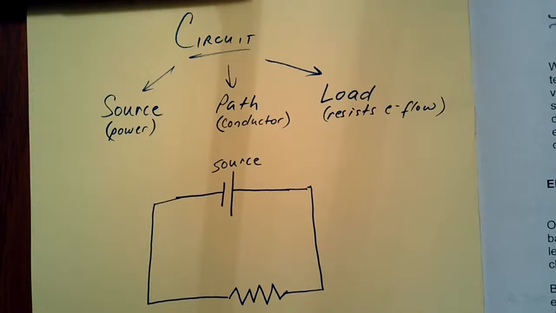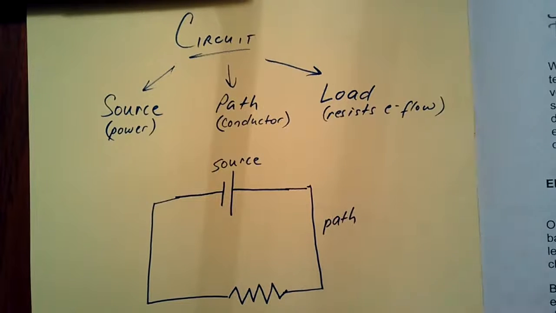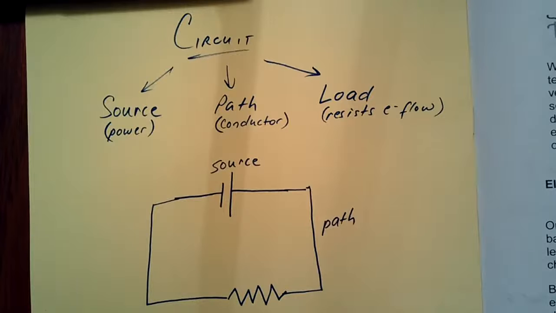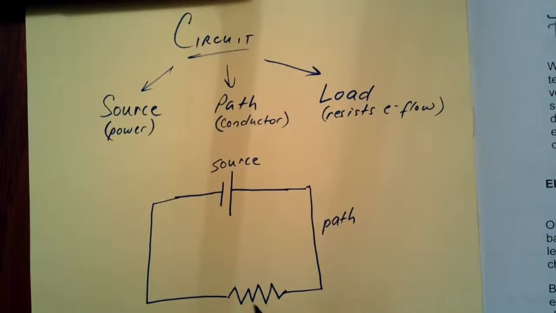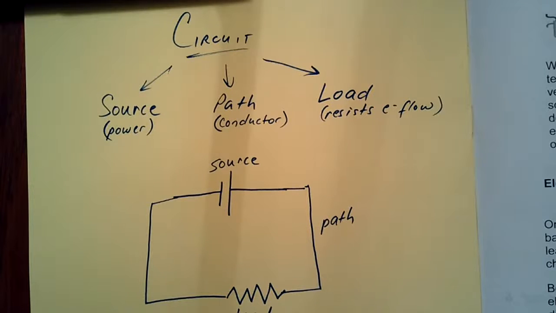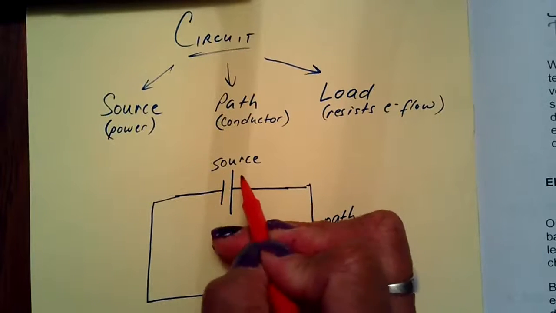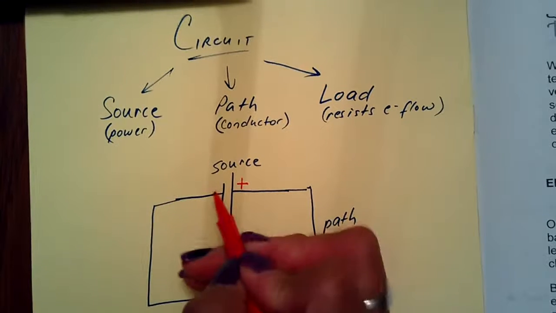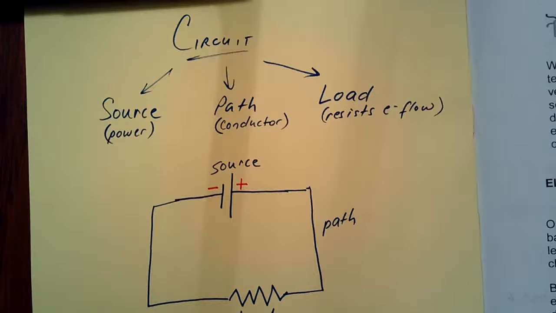So here is your source. This is the path. That's the wire, the conductor. Usually we use copper. Copper is not the best conductor, but it is abundant, or it used to be anyway. We are depleting the source of copper on Earth because we use it too much, so they don't make pennies anymore. And this is the load. Okay, so you have here the positive terminal and the negative terminal. So that is the definition of a circuit.